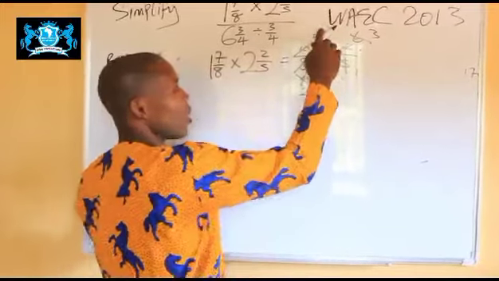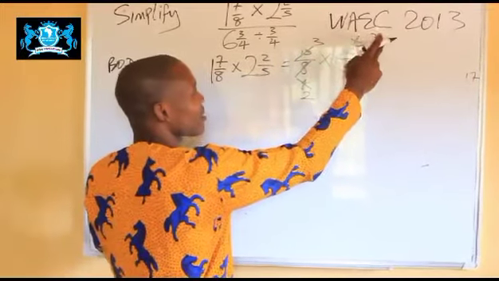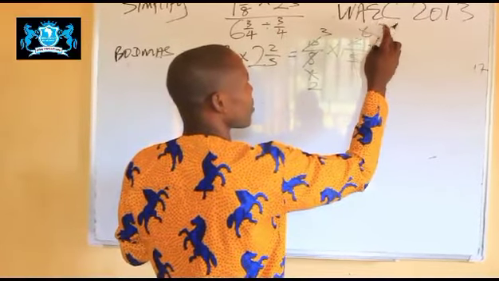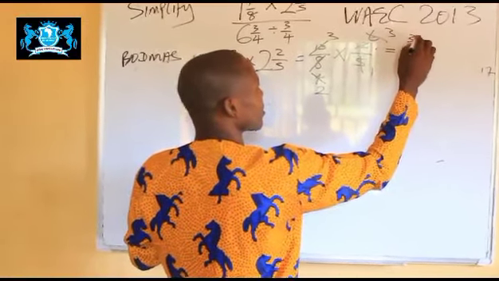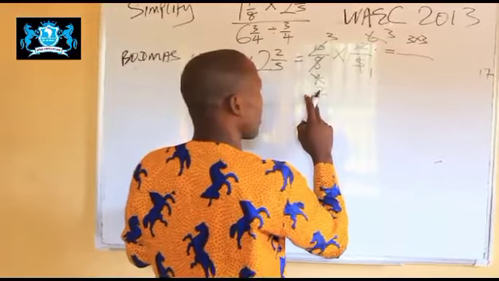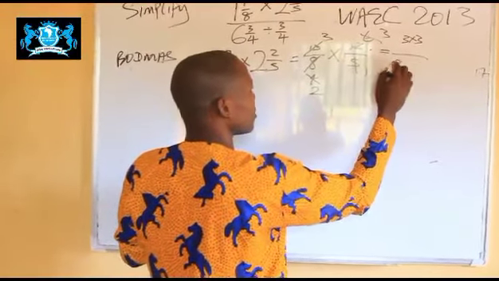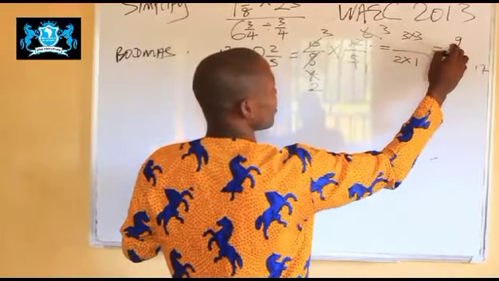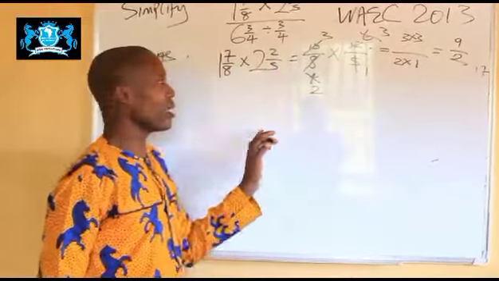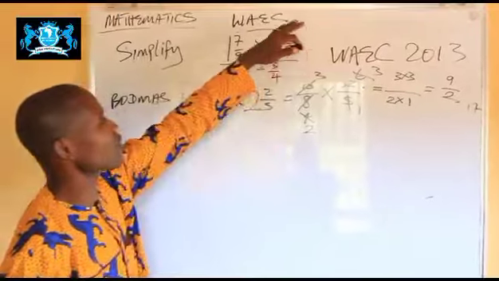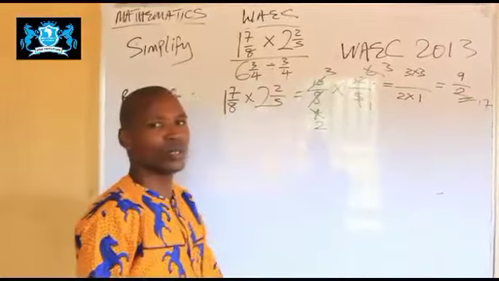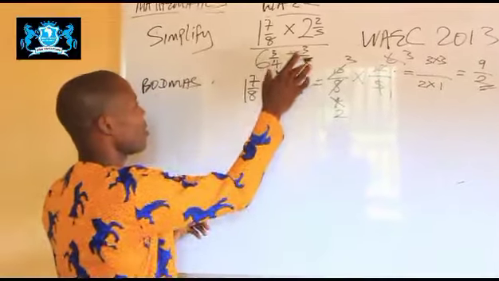So in the upper part, we now have 3 times 3, all over the lower part, which is 2 multiplied by 1. Which will now have 3 times 3 is 9/2. So after solving this upper part, we are able to get 9/2. Let's look at the lower part.